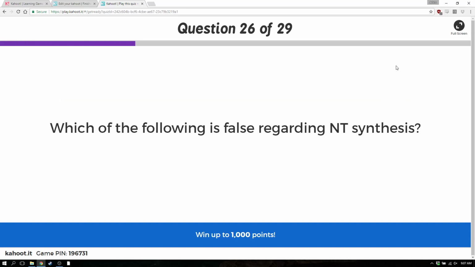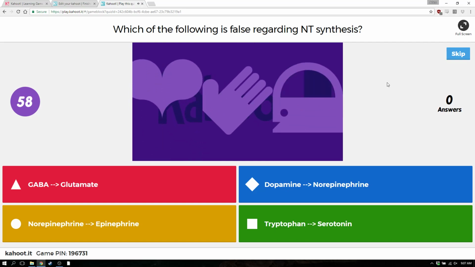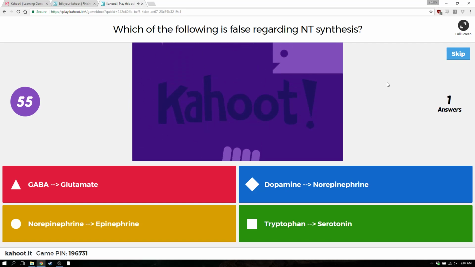Which of the following is false regarding neurotransmitter synthesis? So which one precedes formation of the following?